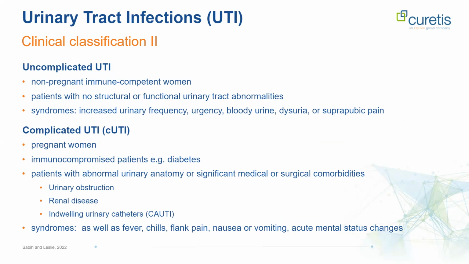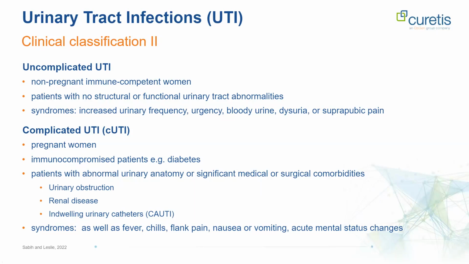Depending on the factors that trigger the infections, UTI can be classified as uncomplicated or complicated UTI. Uncomplicated UTI generally occur in non-pregnant, healthy women with no structural or functional urinary tract abnormalities. Patients normally experience frequent and urgent urination. They may have blood and pus in the urine and experience pain or burning sensation during urination and suprapubic pain.